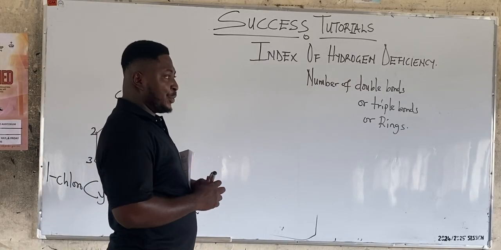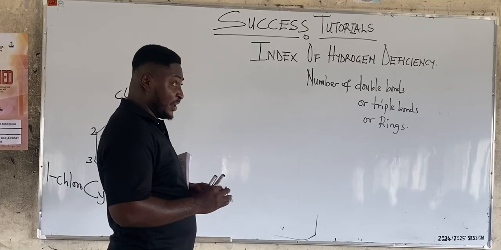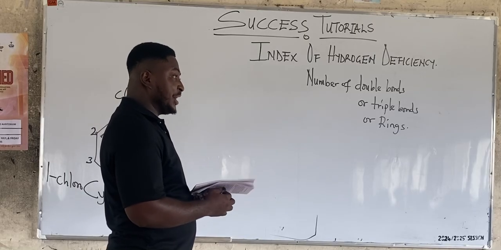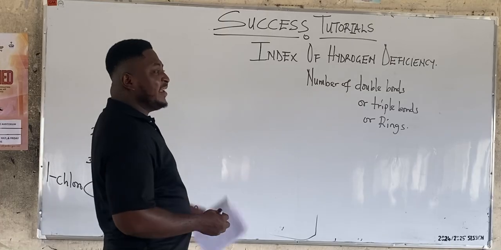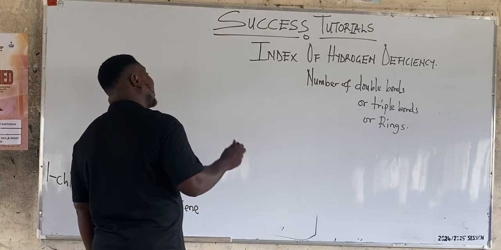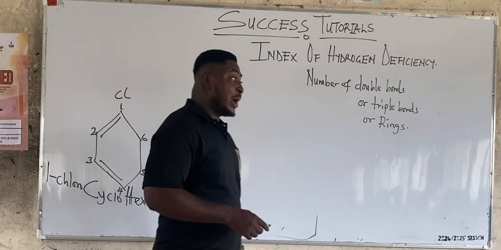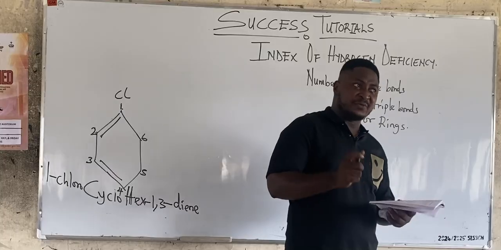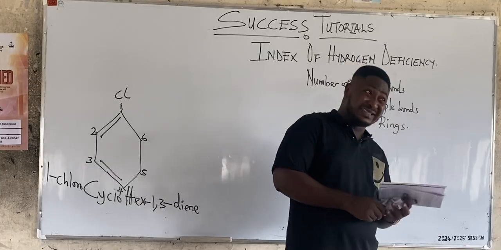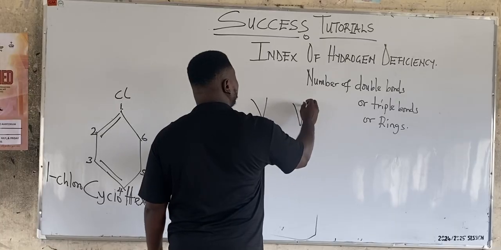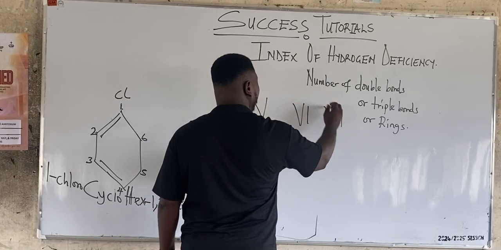We have rules that we use to determine the IHD of an organic compound. Class, there are 3 groups of elements in the periodic table that we usually look out for, apart from hydrogen, that will also help us to determine IHD. Why do we choose these 3 groups? Because of their level of electronegativities. Class, we choose the group 5 elements, group 6 elements, and group 7.